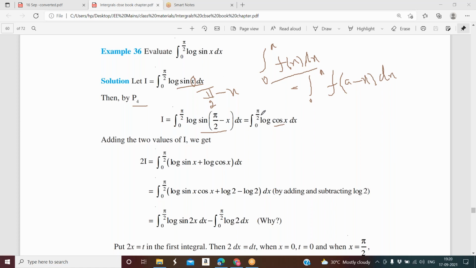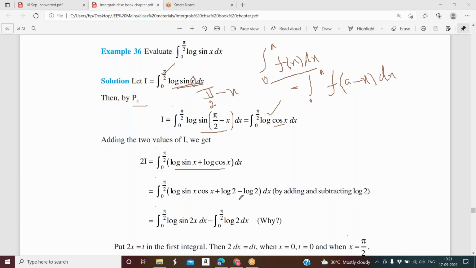Now I am going to add these two. So I will get 2I on the left hand side. I plus I is 2I. That gives integral 0 to pi by 2 log sin x plus log cos x dx. I'm adding the left hand side as well as the right hand side. So on the right hand side, you will get log sin x plus log cos x dx.